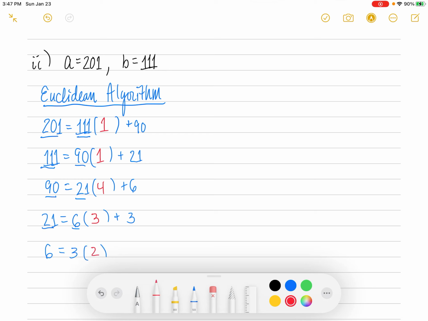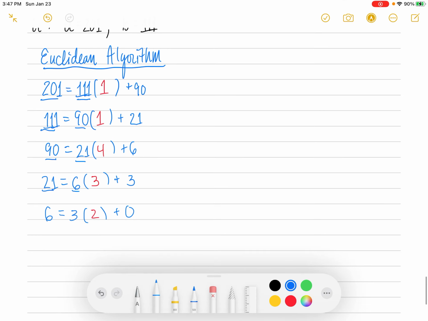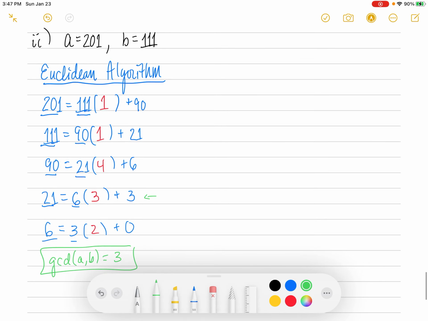Now I'm going to take 6 and divide the remainder 3 into it. We get a quotient of 2, with a remainder of 0. So when you get a remainder of 0, you know you're done. So the GCD of these two numbers, A and B, is your last positive remainder, so 3. They have a 3 in common. It's the greatest common divisor.